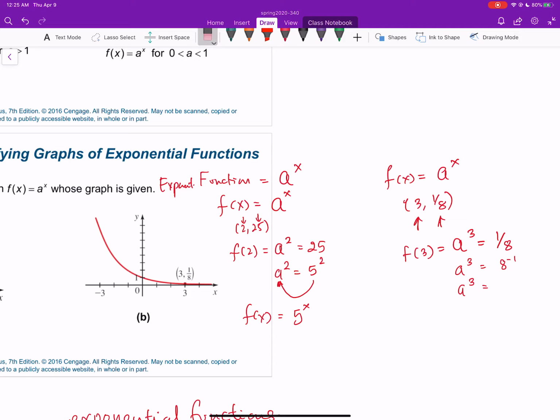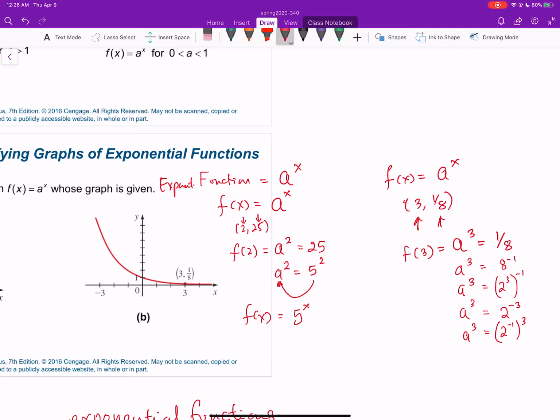8 is the same as 2 to the third raised to the negative 1. And one of the rules of exponents says that I can multiply the powers, so this becomes 2 to the negative 3, a cubed. All right, we're almost there. Well, I need the powers to be the same. So let's swap things around. Let's rewrite this as a cubed is equal to 2 to the negative 1 raised to the third.